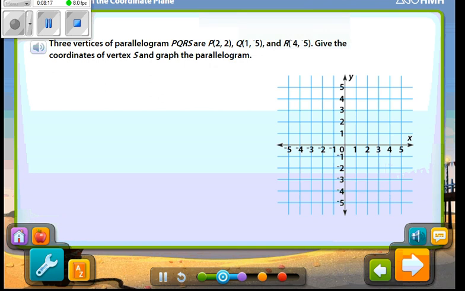First, plot the point for P (2, 2). Okay, we're going to start right here at our origin. We're going to go over to the right because we are finding x, so we use the x line on the graph, the horizontal line. So we're going to go over 2 and up 2 on the y-axis.